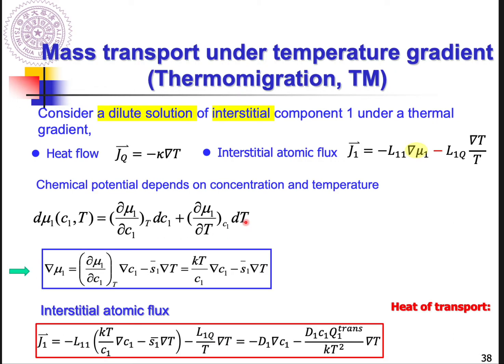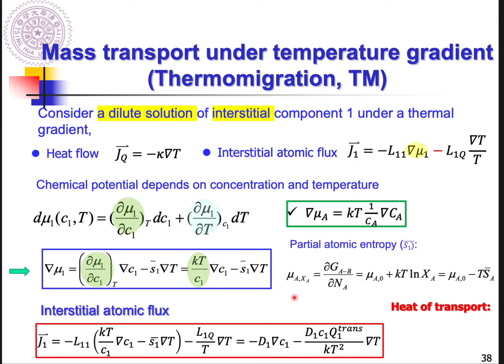Then based on previous knowledge, you know what the ∂μ/∂c term is. This is what we have from when we derived the Einstein relationship, right? We know the chemical potential gradient is linear with the concentration gradient. So you move this term to the left-hand side, and you get kT over C1. Substitute this term. And for the bottom part, what's the ∂μ/∂T?